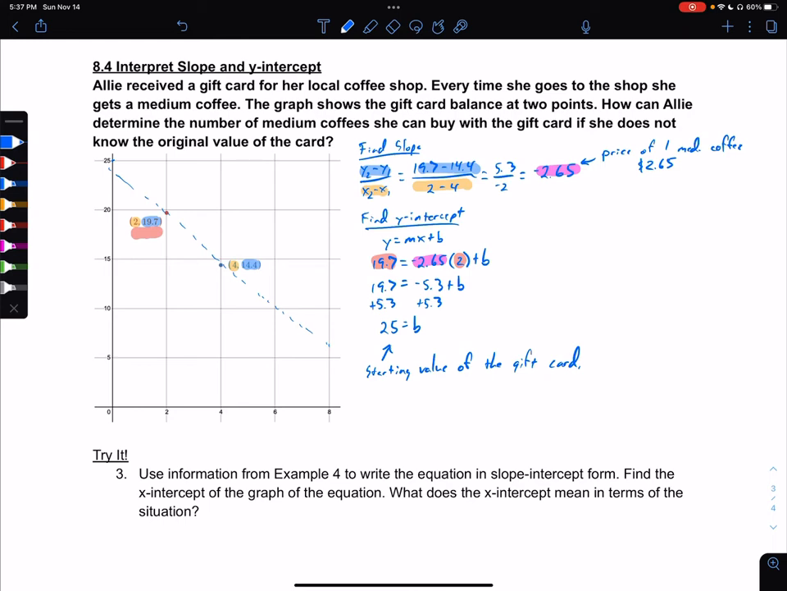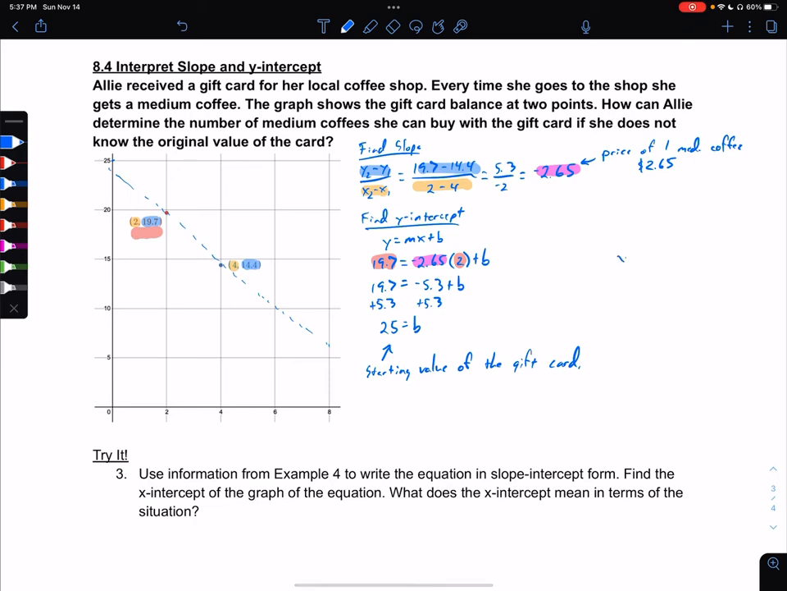So the question, again, how can Allie determine the number of medium coffees she can buy with a gift card if she does not know the original value? Well, we haven't actually answered the question yet, right? Because it says we want to know the number of medium coffees she can buy. Well, we know we started at $25, we know that each one is $2.65. So what we want to figure out is how many coffees she can actually buy.